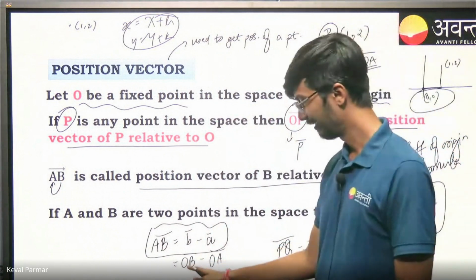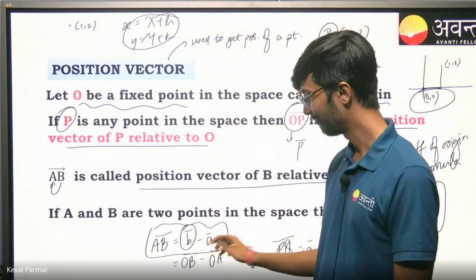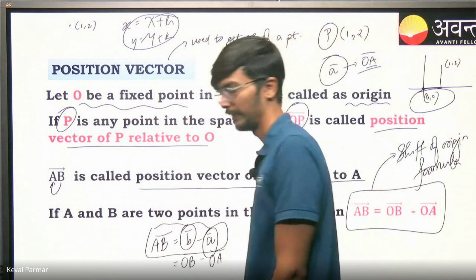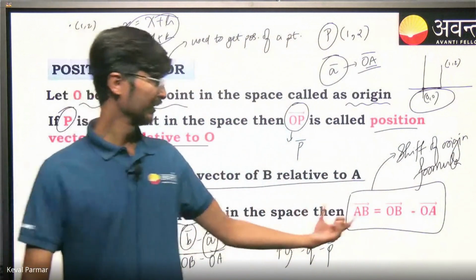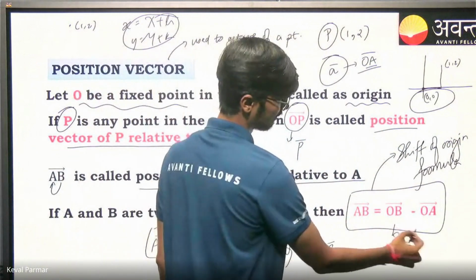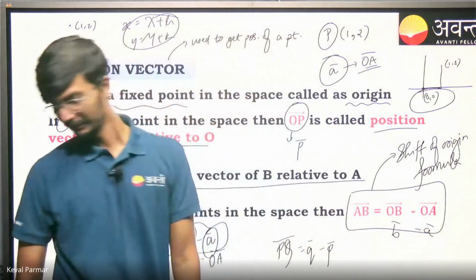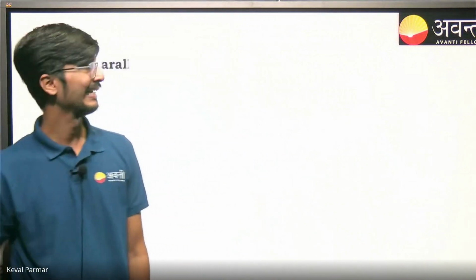No need to write OB bar, OA bar every time. Simply we can write with small letters. Got it? That is what was given here. This is B bar, this is A bar. So AB bar can be written as B bar minus A bar.